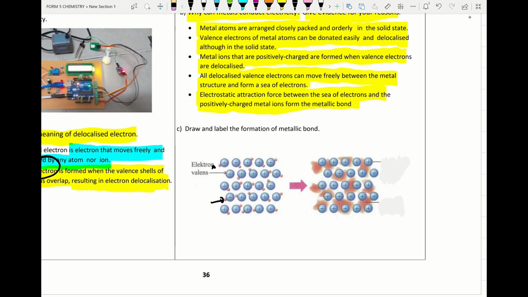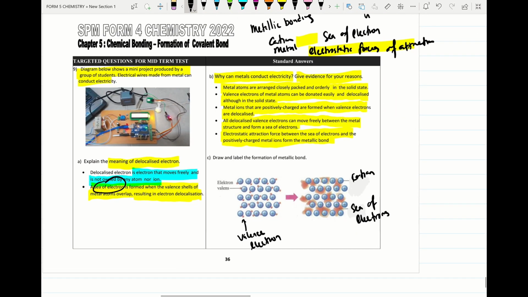And how to draw this one? So we try to draw and label the metallic bonding. We label this one as valence electron. And this is known as cation. And this is known as sea of electrons.